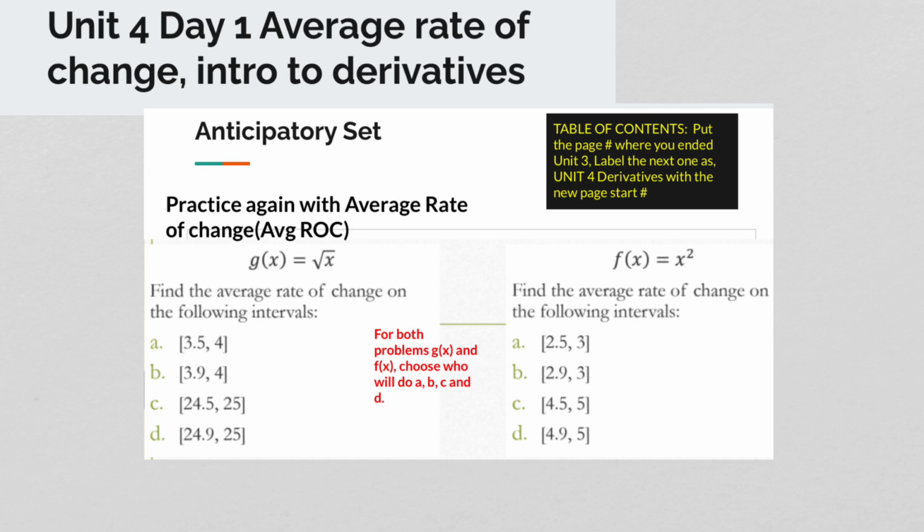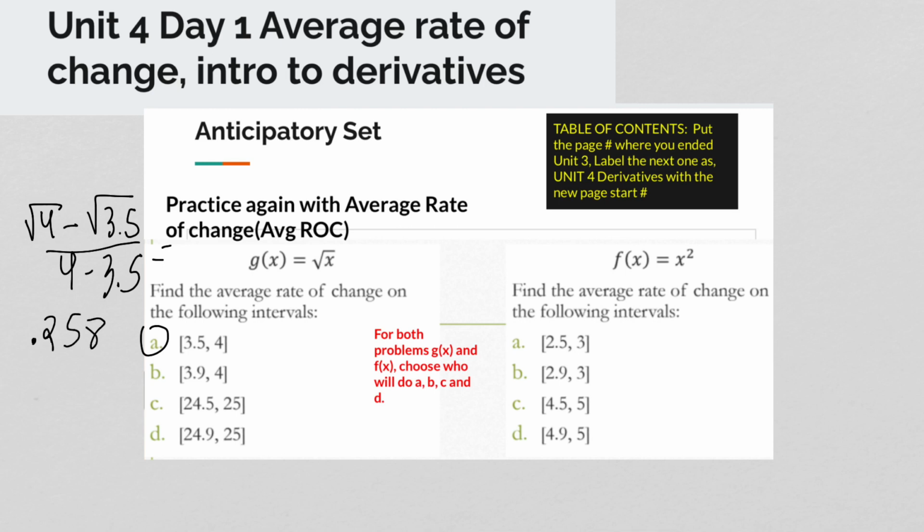So just as a quick refresher before you start doing that, average rate of change, let's look at this one for a here, 3.5 comma 4 for g of x. So I'm going to find the average rate of change for that. I'm going to do the square root of 4 minus the square root of 3.5, divided by 4 minus 3.5. If you do that in the calculator, you get 0.258.